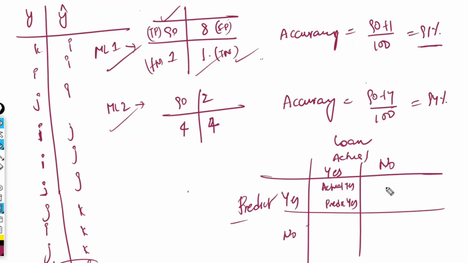But actually the person will not repay the loan. He will not repay the loan, but you predicted that he will repay the loan. Actually, this person is not going to repay the loan, but you predicted yes and approved the loan. Based on your prediction, the loan was approved, but he is not going to repay. Now, what happens in this situation? The bank will get the loss.